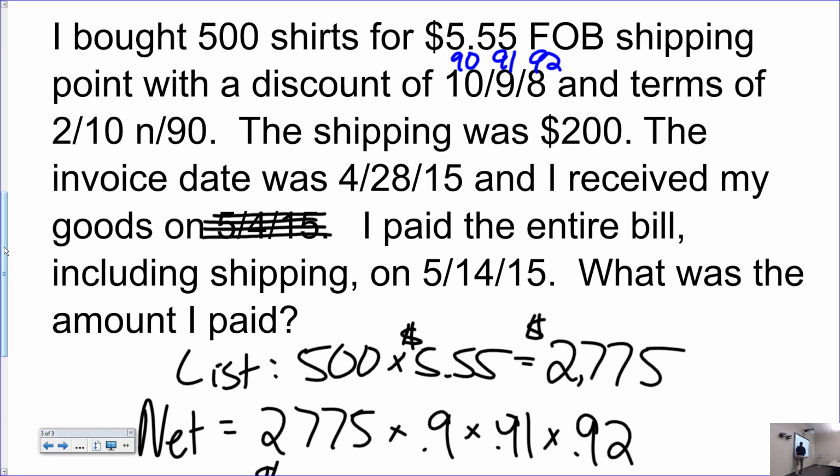Which one? It doesn't say ROG, right? No. Therefore, when you receive the goods is immaterial. Everything is based off the invoice date. The only time you use the receipt of goods date is if you are a pirate.